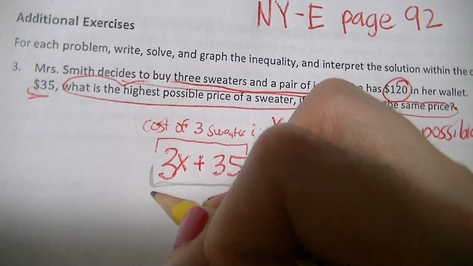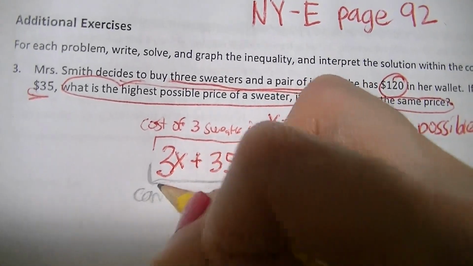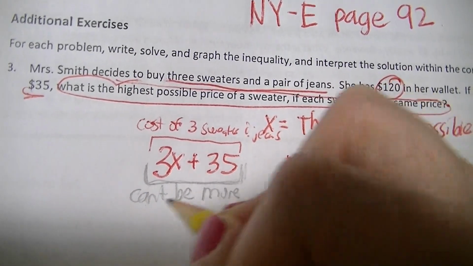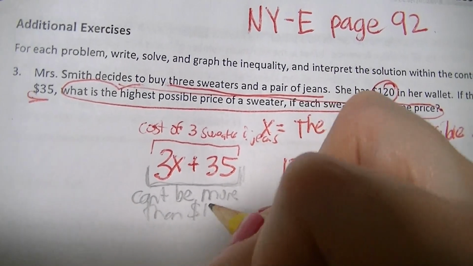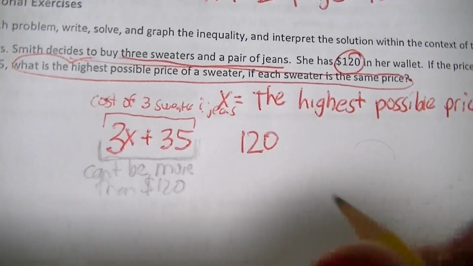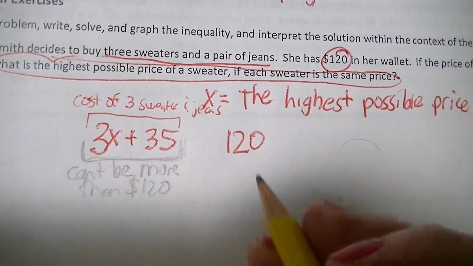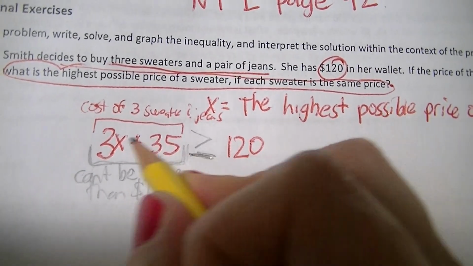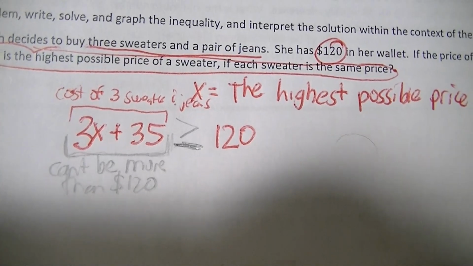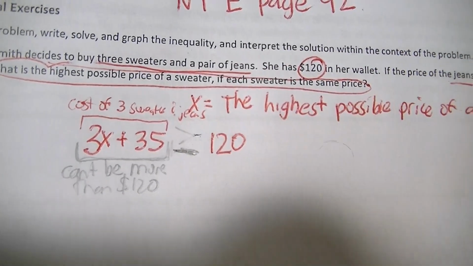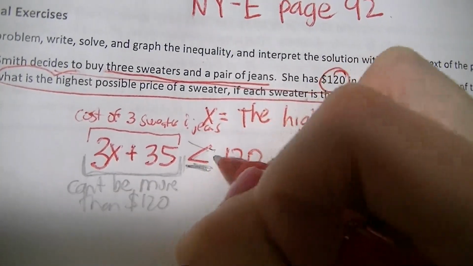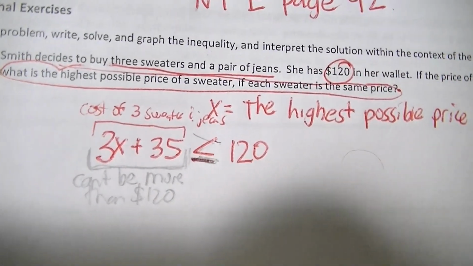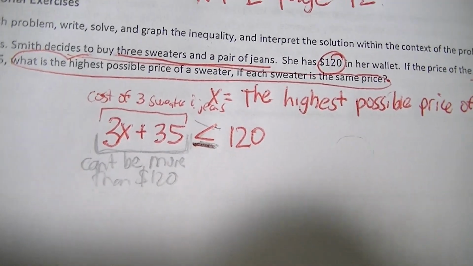So let's see, this can't be more than $120. So could the cost equal exactly $120? Yeah, it could. She's got that much. She can cover that. What if it was more? Could the cost be more than that? Nope. So that's why the cost has to be less than or equal to $120. Okay? All right.